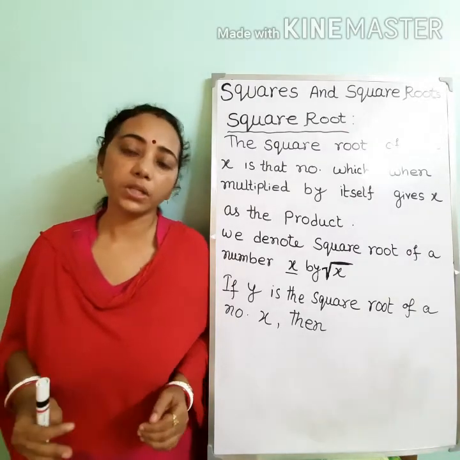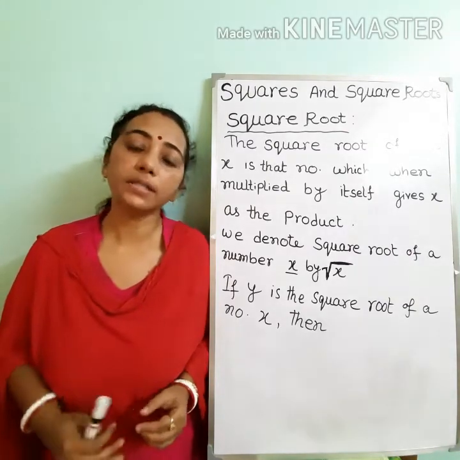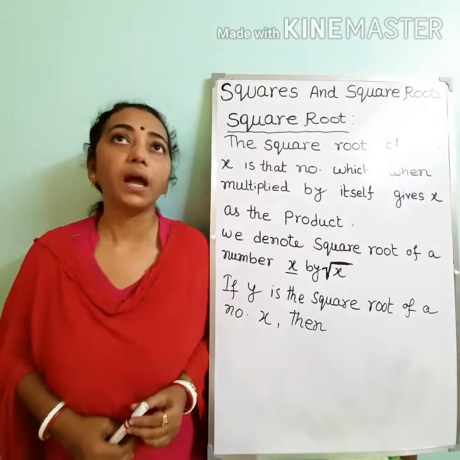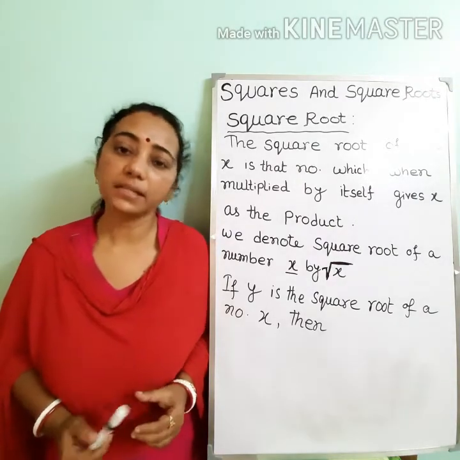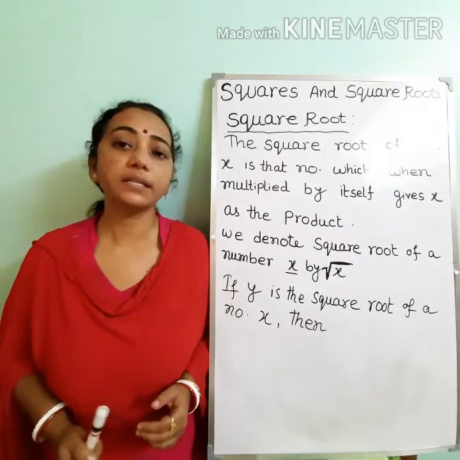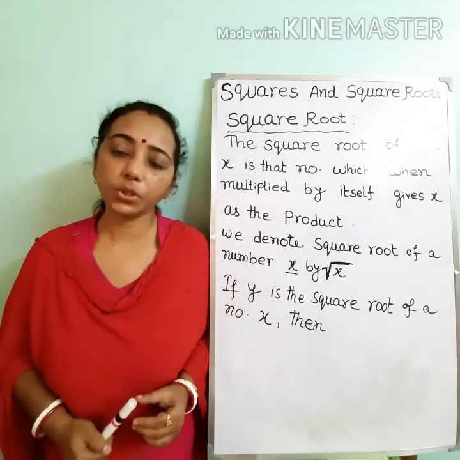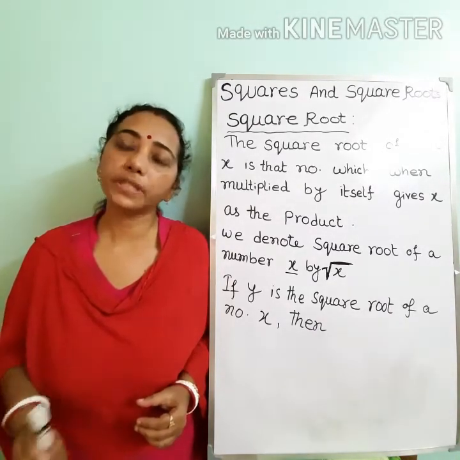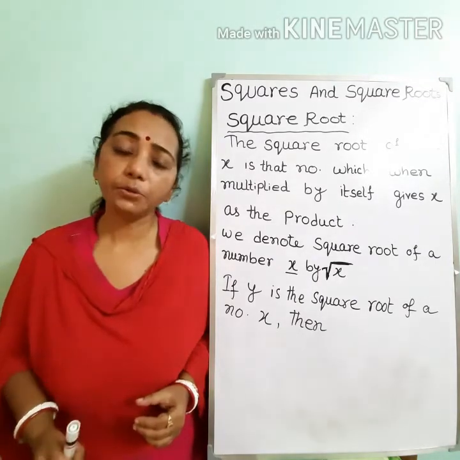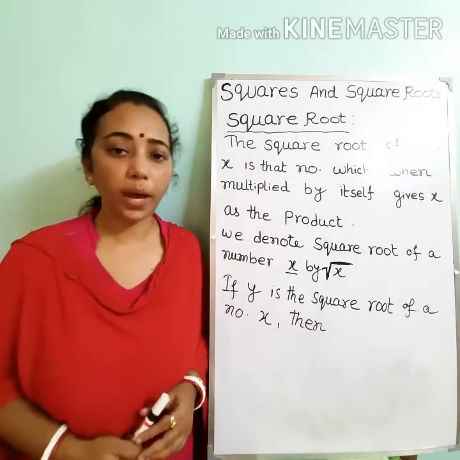We all know about square figures. In a square all sides are equal, and the area of a square is side into side, or we can say side square. Now, suppose the area of a square is given as 144 centimeters square. Can you tell what is the length of the side of the square?